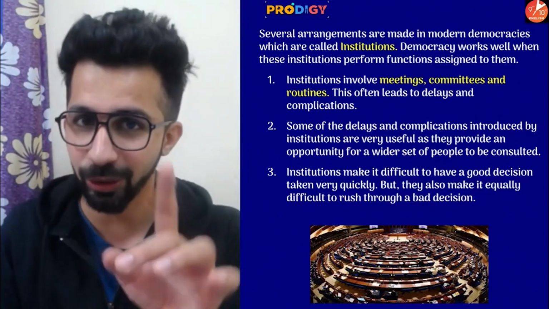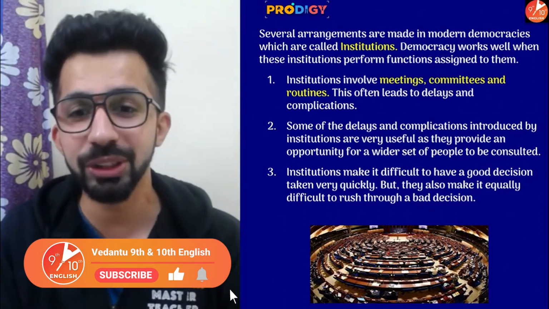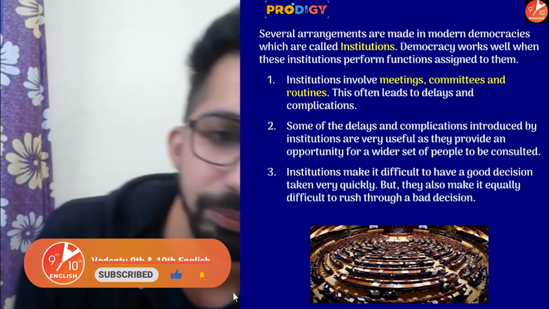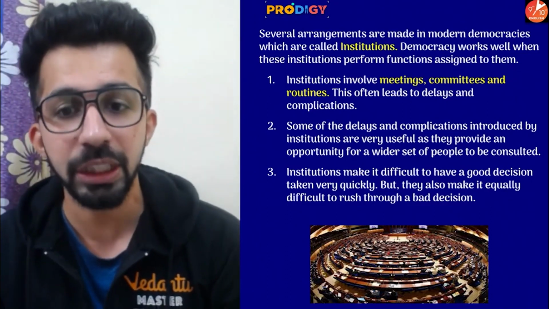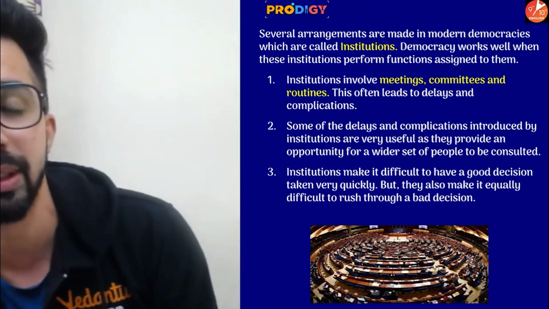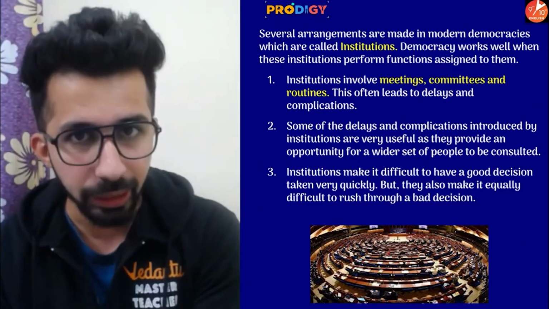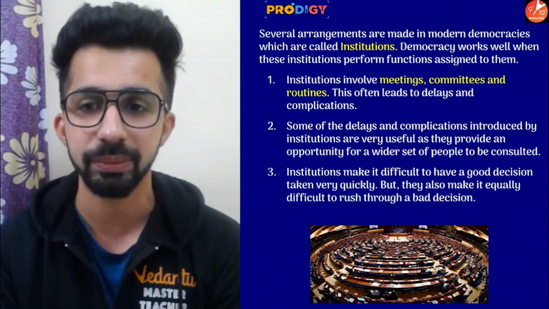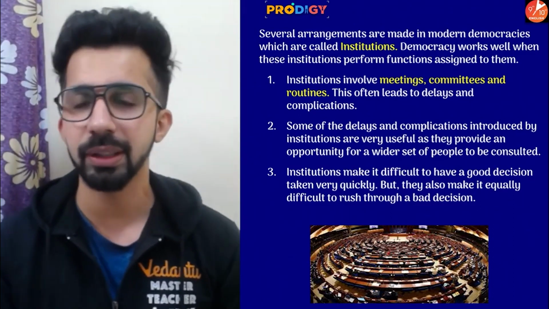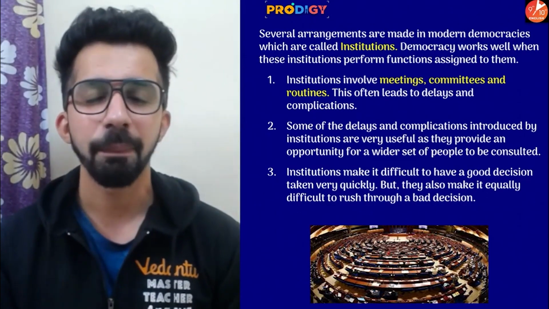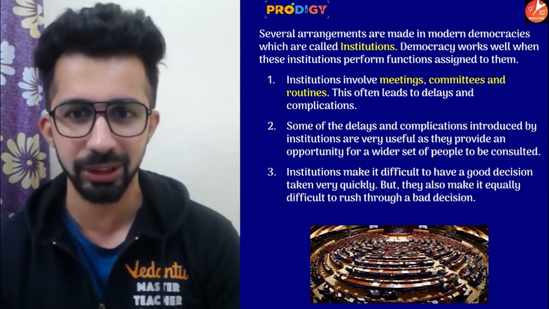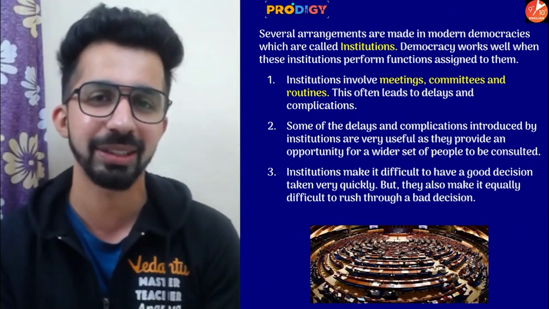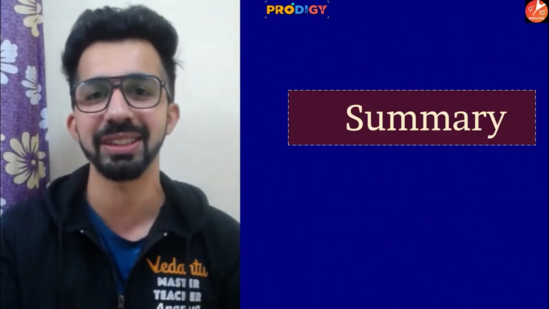So guys, institutions, and not only this, there is one more benefit. Institutions make it difficult to have a good decision taken very quickly. Yes. But they also make it equally difficult to rush through a bad decision. So guys, try to understand, when decisions are taken quickly, it can also lead to taking bad decisions. So such kind of things are avoided. But yes, whenever we arrive at any decisions, many people are consulted, and to arrive at a good decision, it is not taken quickly. It takes time because many people are consulted before arriving at any decision. So guys, that is why we need institutions.